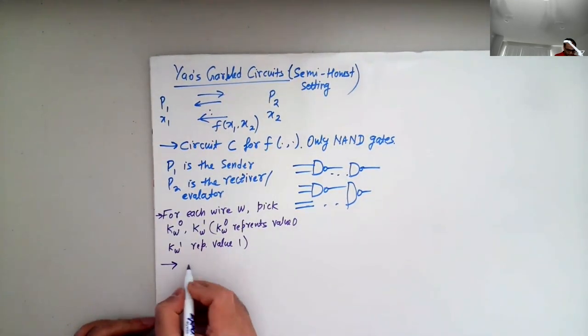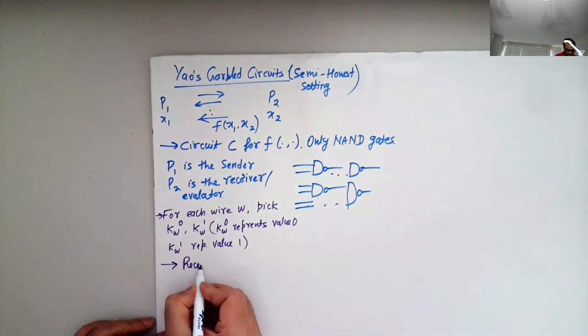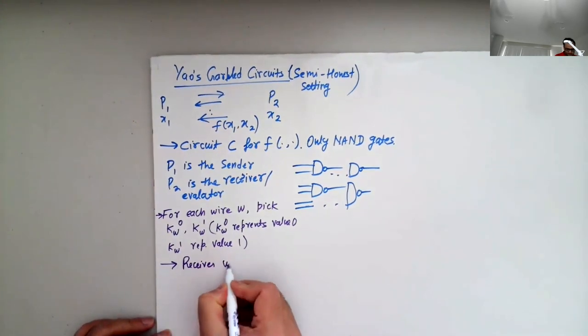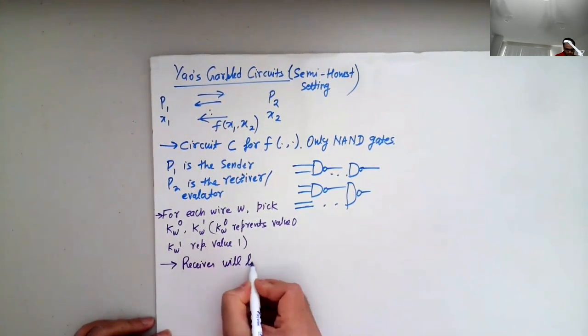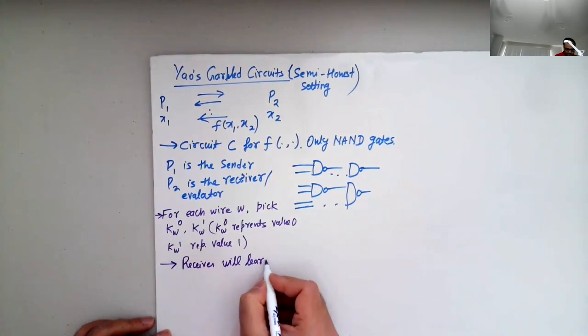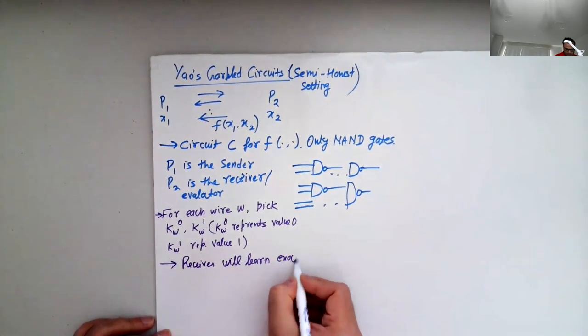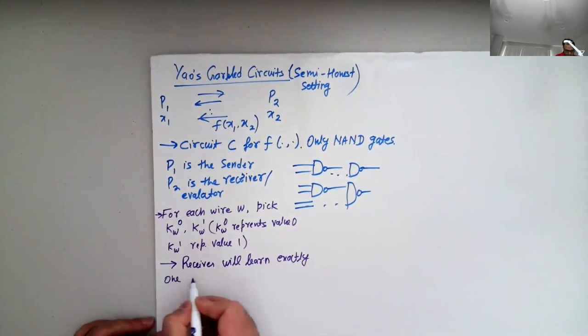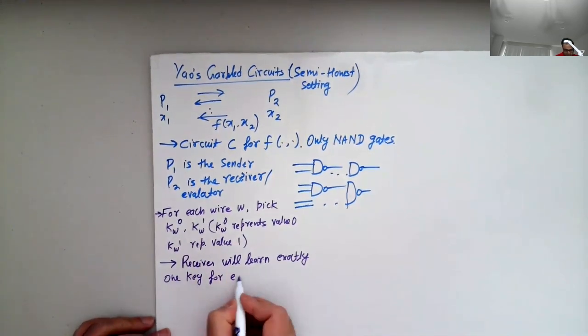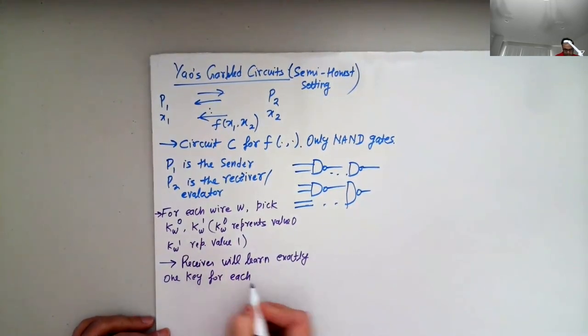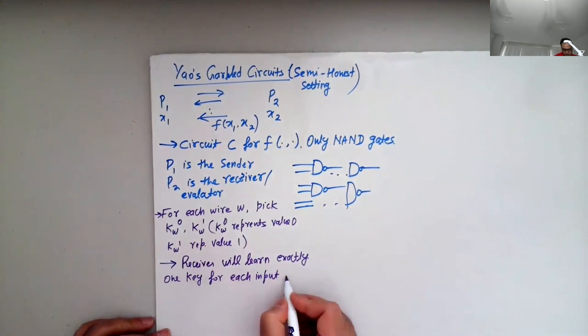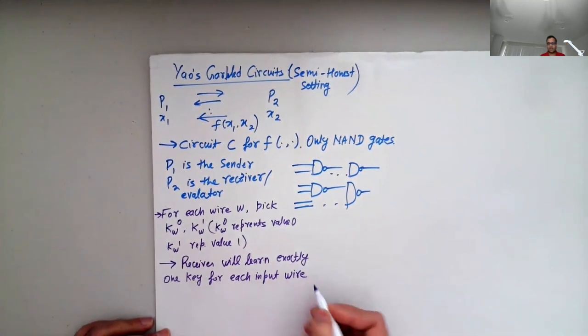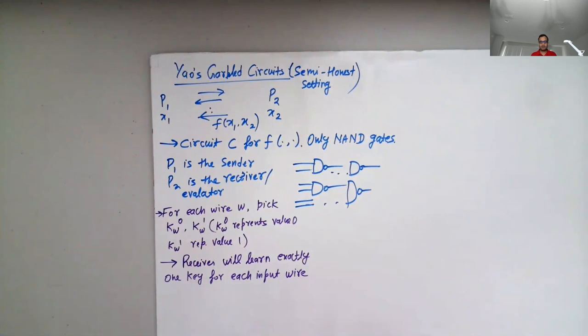Okay, so the receiver will learn exactly one key for each input wire. I'm not telling you how so far.